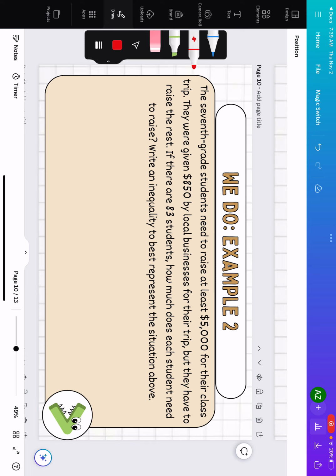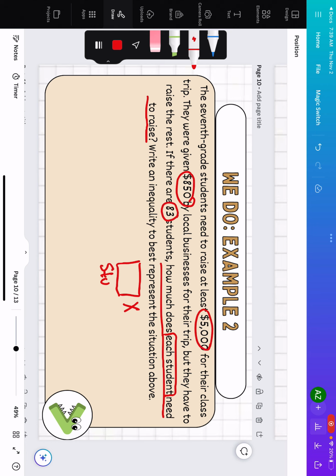So this is my question. How many does each student need to raise? Each student tells me that the X is going to go with the number of students. I'm going to circle my numbers, and I'm going to look at my keywords. So 83 is talking about students. They were already given $850, and they have to raise at least $5,000. So again, since we already know it says each student, we can automatically put the 83 right here.